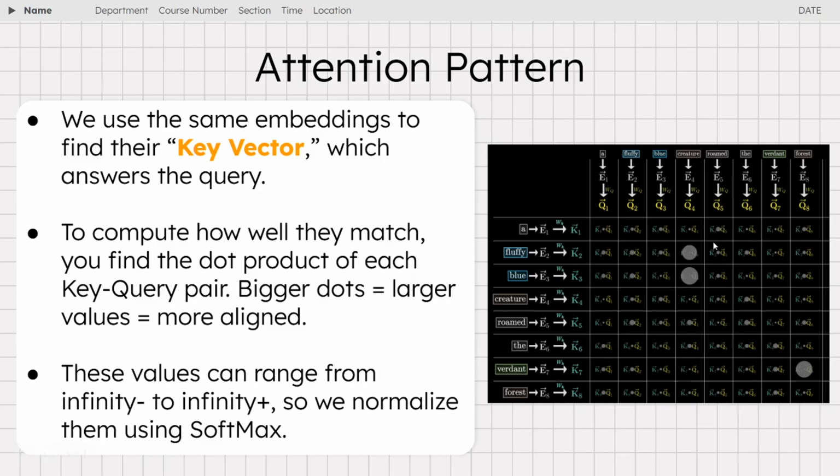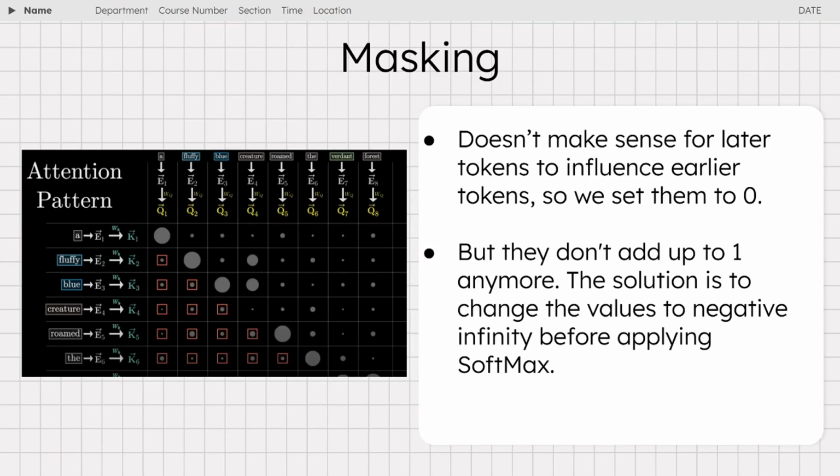But there's a problem with this: the values can get very big, ranging anywhere from negative infinity to positive infinity. And we want to normalize these values so that they're between 0 and 1. That's why we use softmax, as you remember from the previous video. But then we still have another problem.